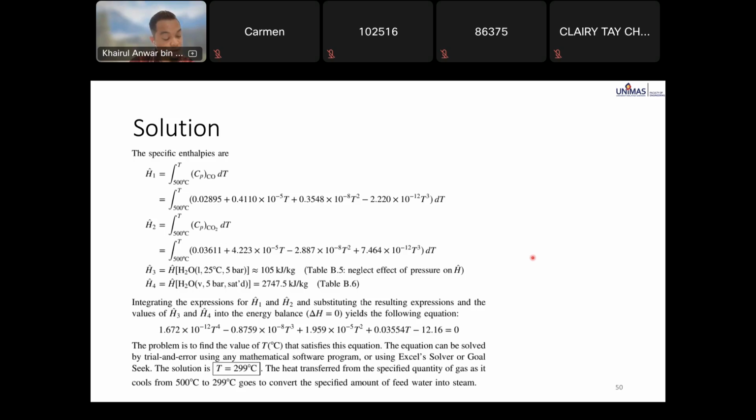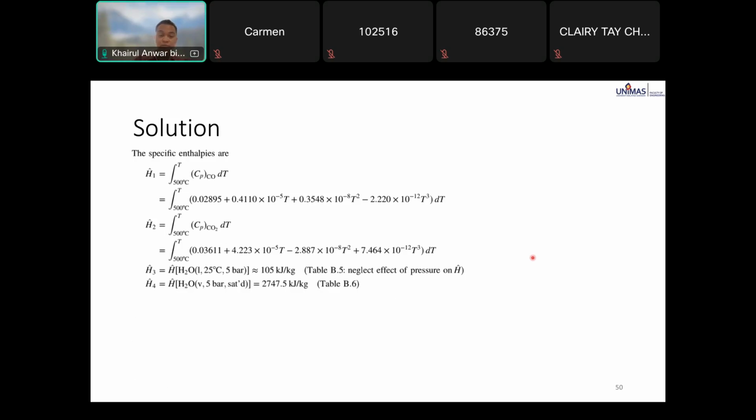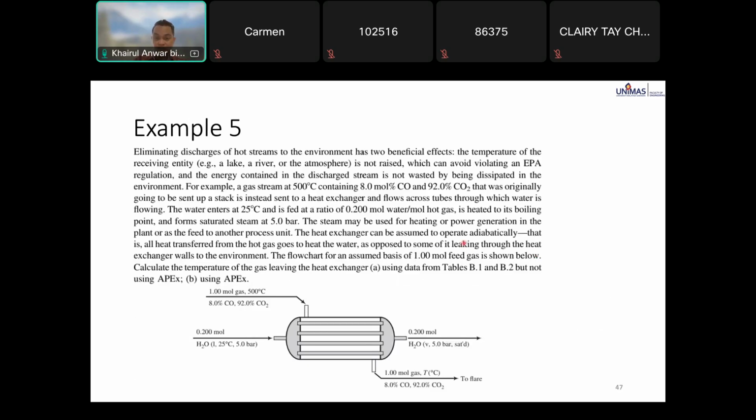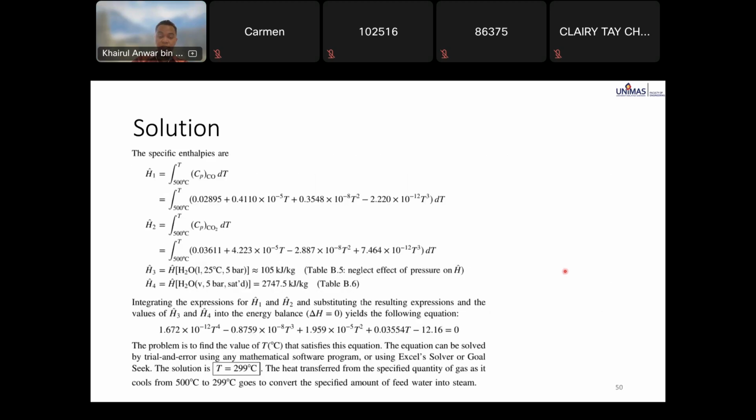Since this exchanger operates adiabatically, Q equals 0. No, that's two, this one. Operates adiabatically, so Q equals 0. So Q equals delta H equals 0. So this is the final expression after you sum H1, H2, H3, H4. So you get this expression.